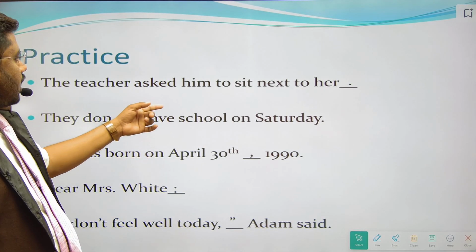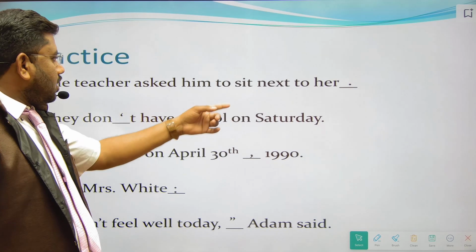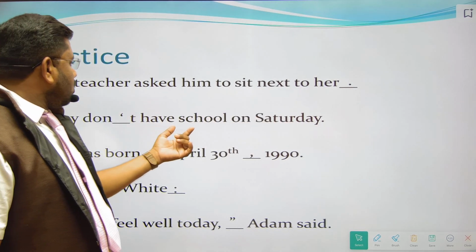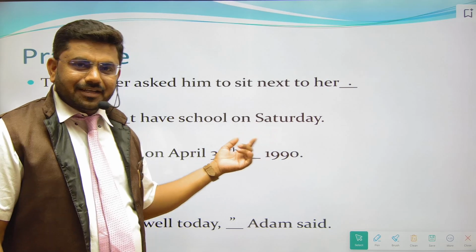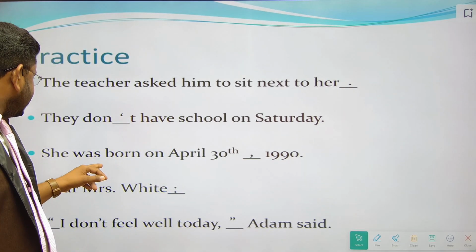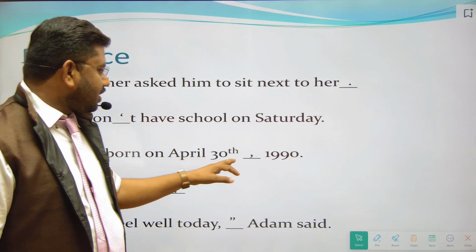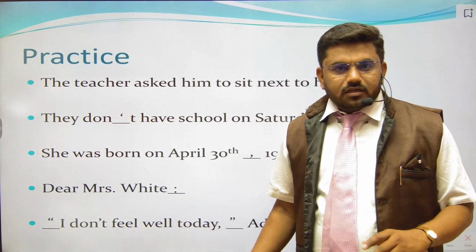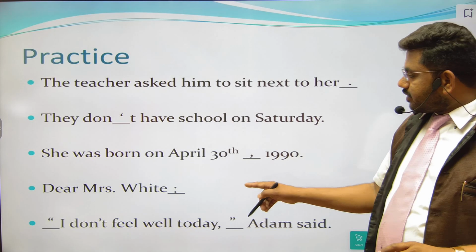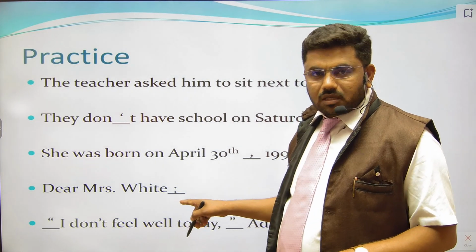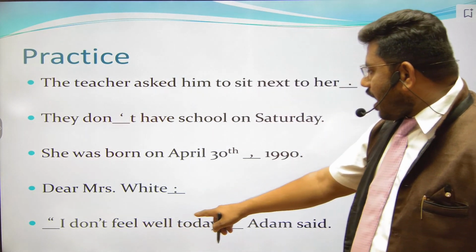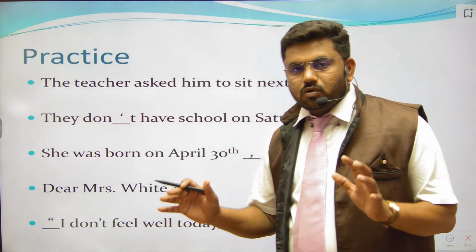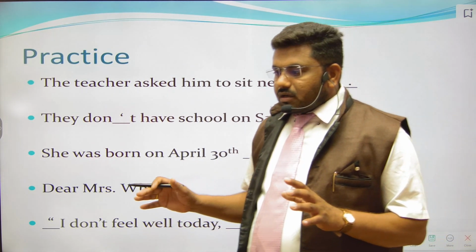See here, the teacher asked him to sit next to her. Here is the full stop, that is period. They don't have school on Saturday. Here an apostrophe is given. She was born on April 13th, 1990. Here is a comma. Dear Mr. White, here a semicolon is given. And I don't feel well today, Adam said. Here also is an apostrophe.